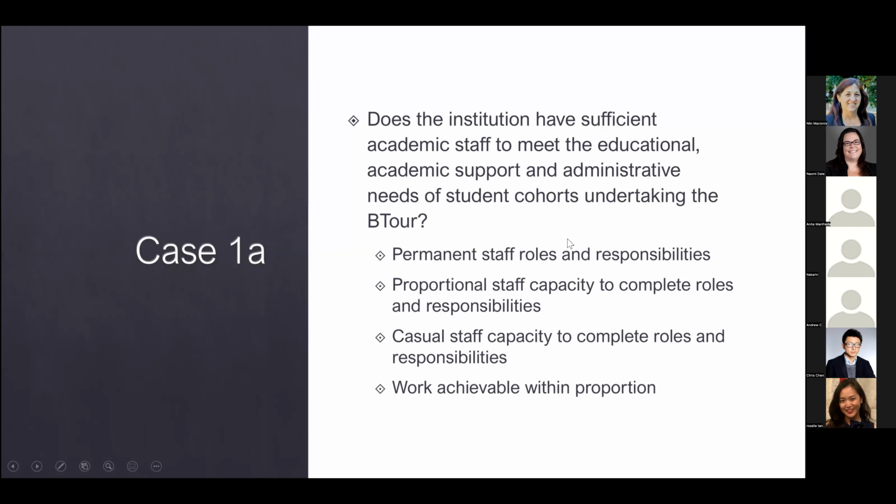Does anyone else have any other questions for that exercise?